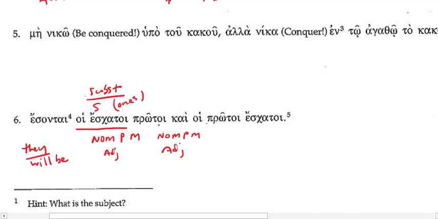Now look at protoi. Is this an attributive adjective? It's a predicate adjective. And I know that because, first of all, it's not attributive because there's no noun that it agrees with in case, gender, and number. There's no noun with it. And secondly, it's in what case? Nominative, which is what I expect a predicate adjective to be in. So the last will be first.